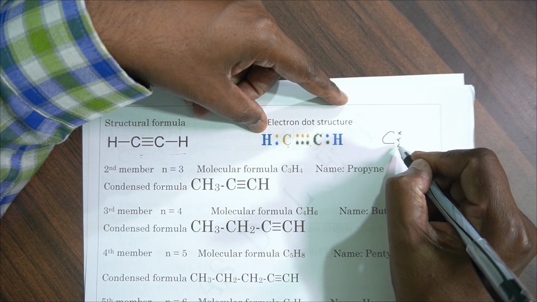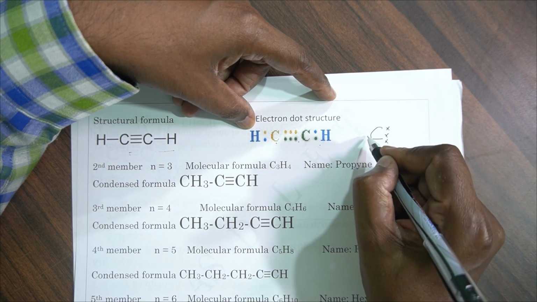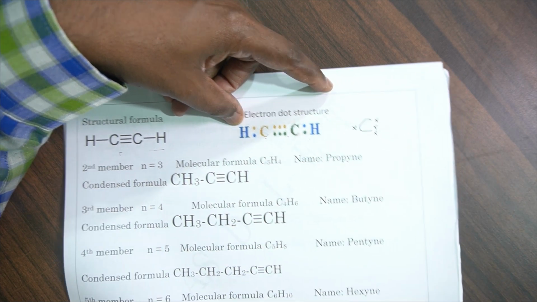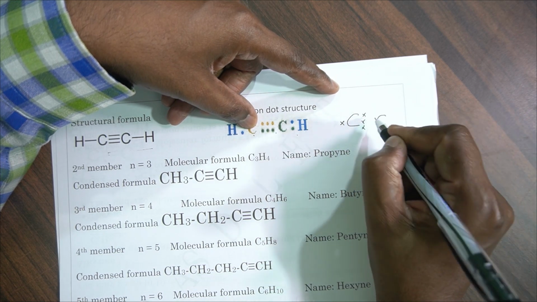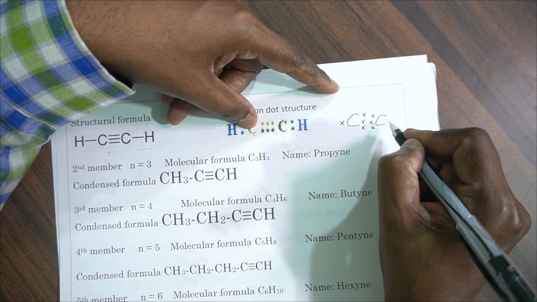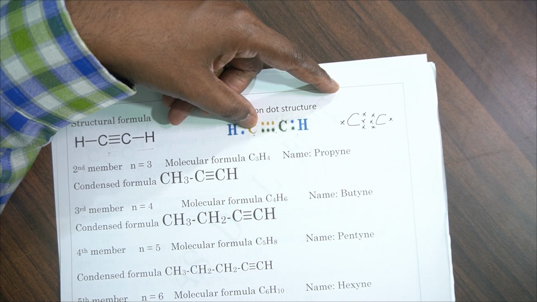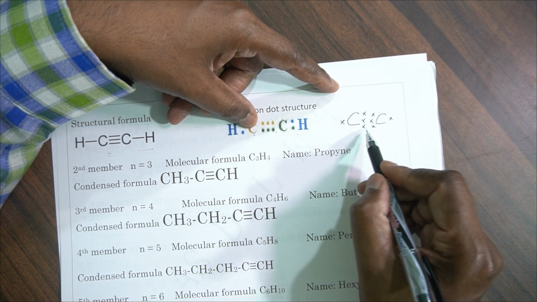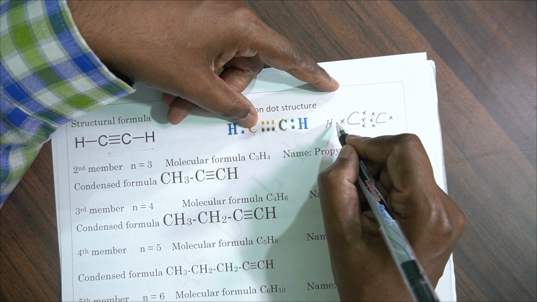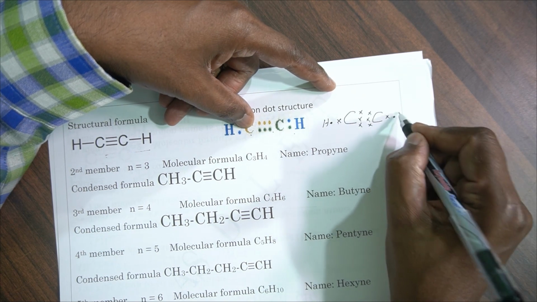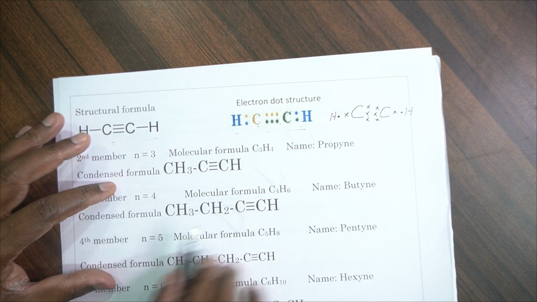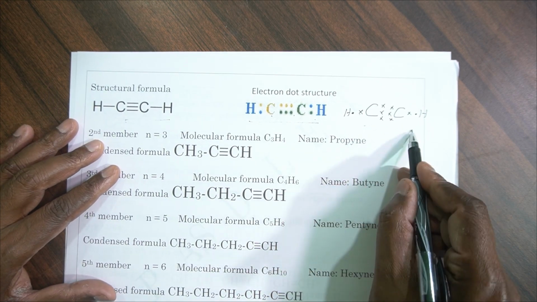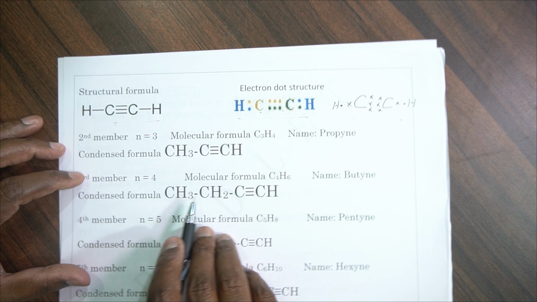This carbon has 4 valence electrons. I am making 3 on one side and 1 on the other side, total 4, because 3 bonds have to be made here. The other carbon atom also has 3 electrons on this side and 1 on this side, total 4. So 3 bonds are formed here. Now this one will pair with an electron of hydrogen. This one also pairs like this. Okay, so it can be made this way also. This is the electron dot structure of ethyne.